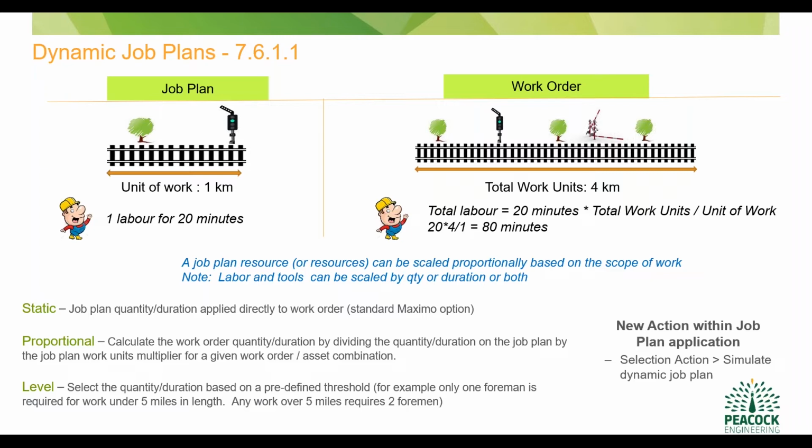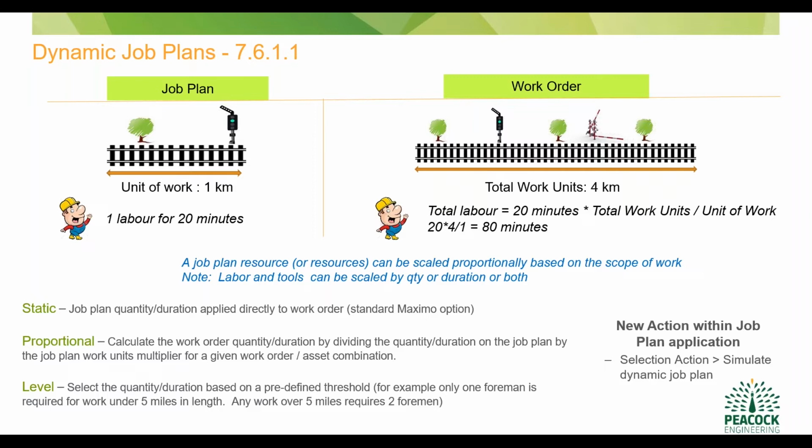You can see on the right, if you use a 4 km total work unit, it does all the dynamic calculations for you. So it will calculate depending on what you've actually used and give you some really interesting actual data. And as you can see at the bottom, the static one is what Maximo previously had and what it works on out of the box anyway.